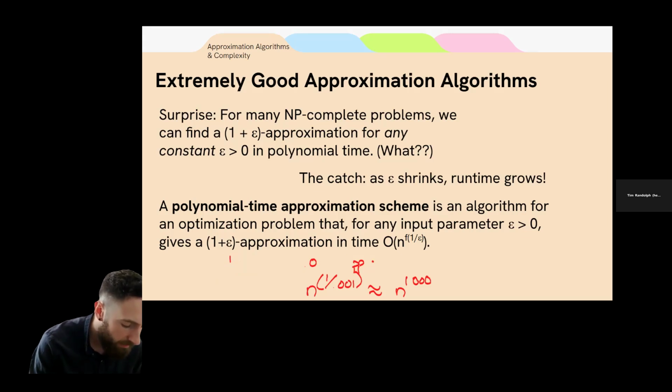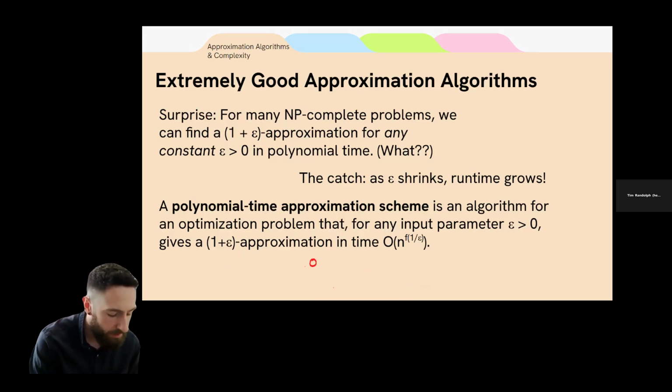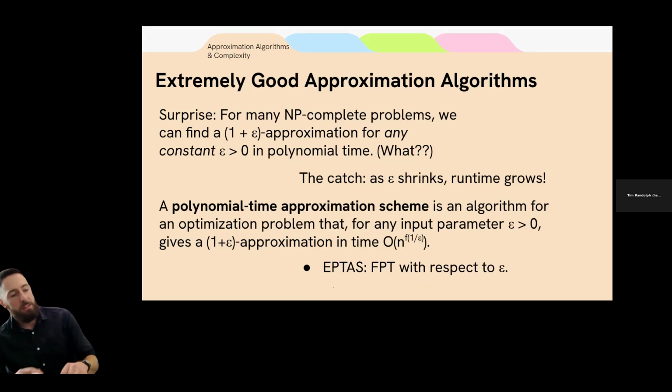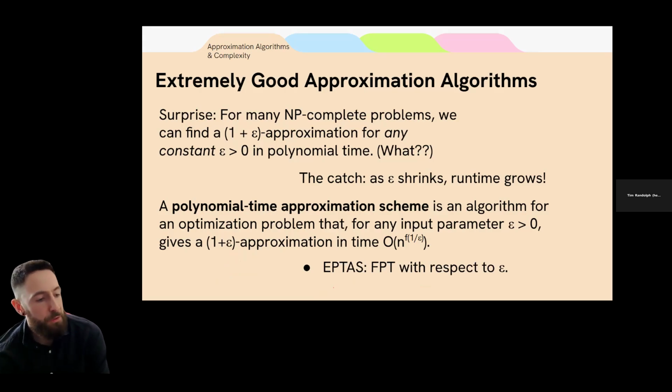And in particular, notice that I haven't specifically told you how the runtime depends on epsilon. So like everything else in complexity theory, you can break this down almost arbitrarily far. So if you want to get further into fine-grained variations on polynomial time approximation schemes, EPTASes, also known as efficient polynomial time approximation schemes, well, we now know the word fixed parameter tractable.